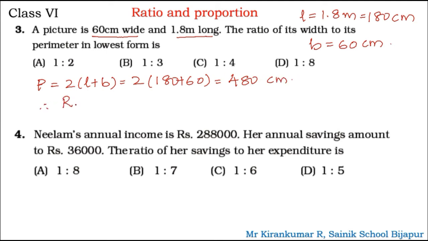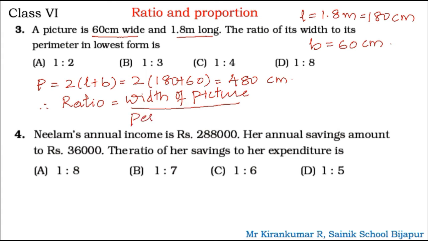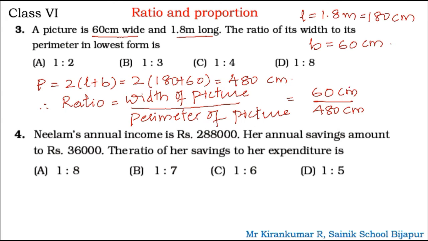Therefore, the required ratio is the ratio of the width of the picture divided by the perimeter of the picture. Here the width of the picture is 60 centimeter and the perimeter is 480 centimeters. 8 times 6 is 48. The 0s get cancelled. We get the ratio as 1 is to 8. This confirms that option D is the right answer.